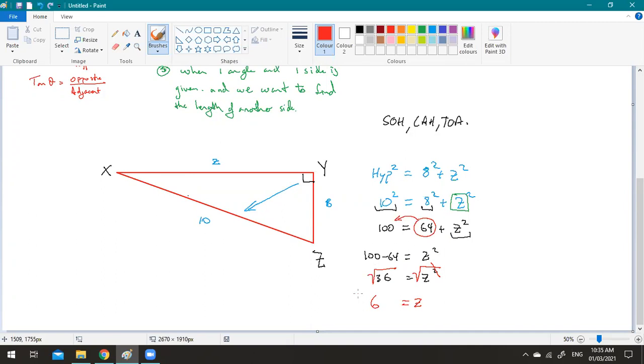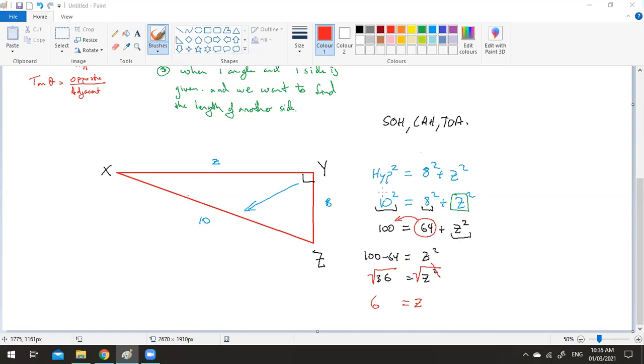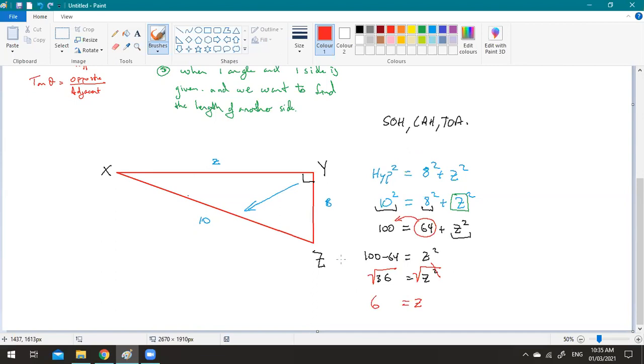Is this a length? Yes, because it's a side. All sides must have units. So if they tell us it was centimeters, we'd have put centimeters. If they tell us it was meters, we'd have put meters. Understand? You must put units because it's a length.